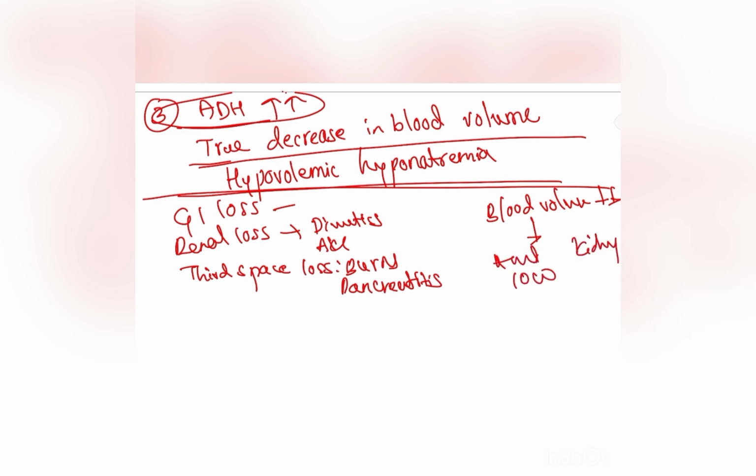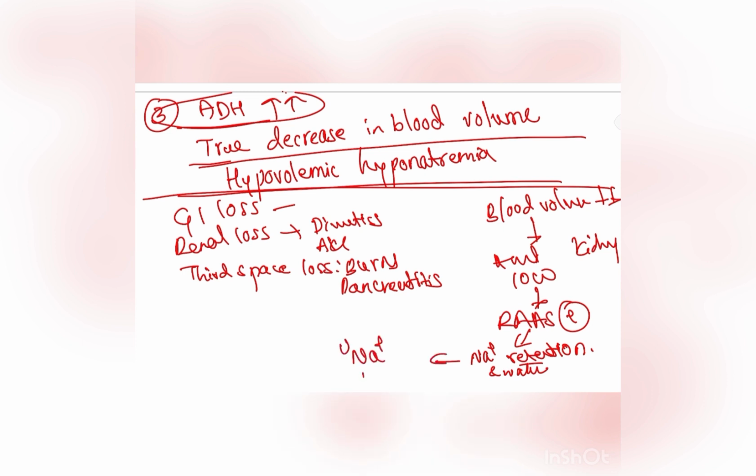So once the amount of blood reaching the kidney is low, RAS is activated. RAS is the renin, angiotensin, aldosterone system, which causes sodium retention. But because the total volume is low, there is hyponatremia. Once sodium and water retention happens, the amount of sodium excreted in the urine is low. That means urinary sodium is less than 20 in this patient. So in hypovolemic hyponatremia, the most important test to diagnose is decrease in urinary sodium.